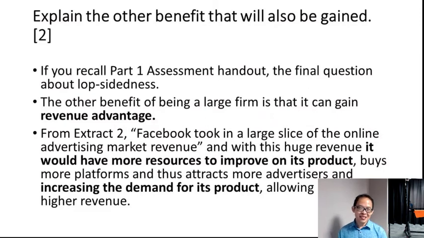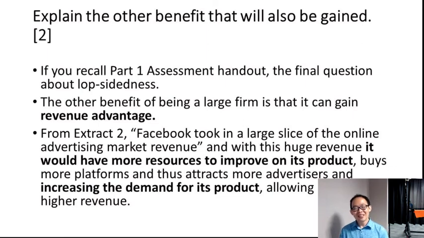Now, this is the final DRQ question. Explain the other benefit that would also be gained, 2 marks. If you recall your flipped learning, there was a part 1 assessment that you did. The final question that appeared in the box was about lopsidedness. So you have already explained the cost benefit of being large. So you shouldn't use another EOS example for this, because it's clearly talking about the other benefit other than cost.